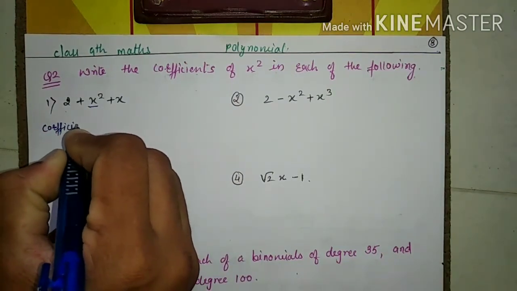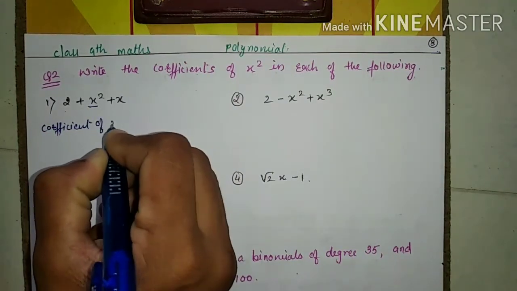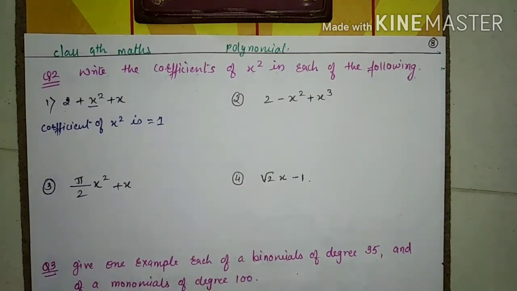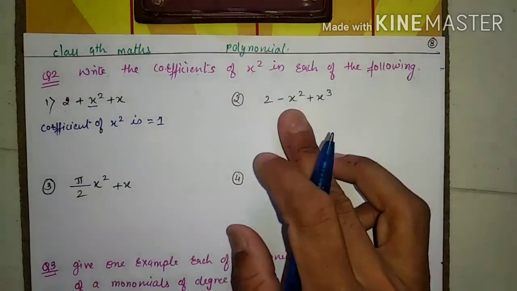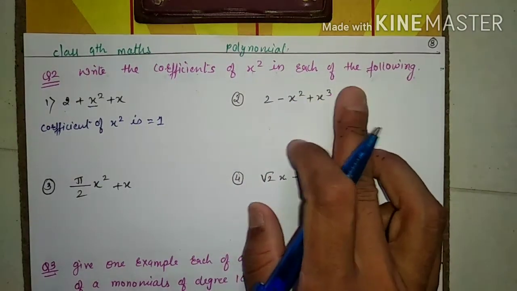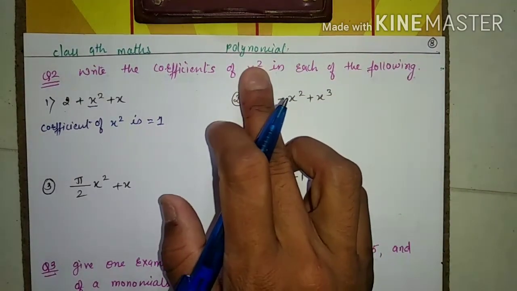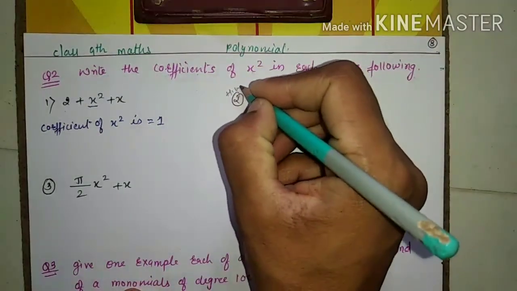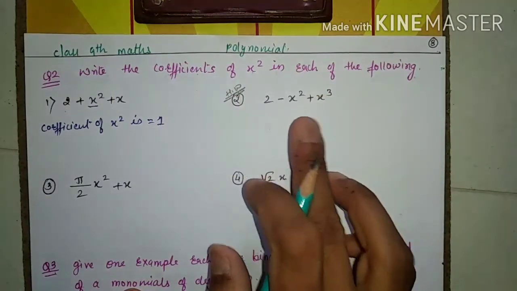Coefficient of x square is 1. Clear? Next, 2 minus x square plus x cube. Again, just see the question, x square. So I want the answer from you. I am not solving. I will give you the answer tomorrow, but try to solve.